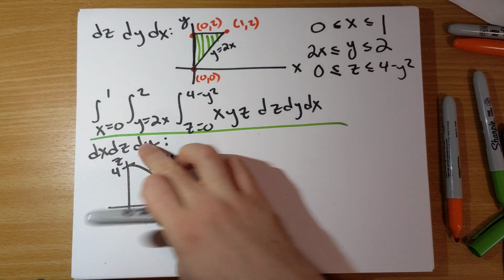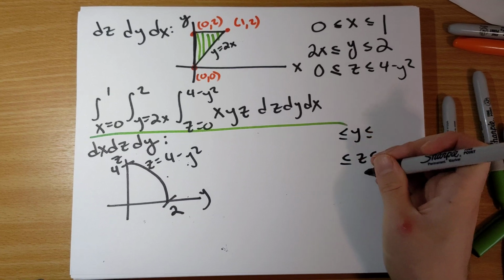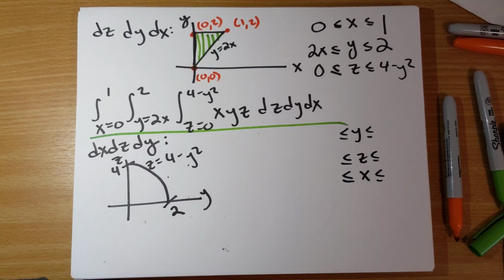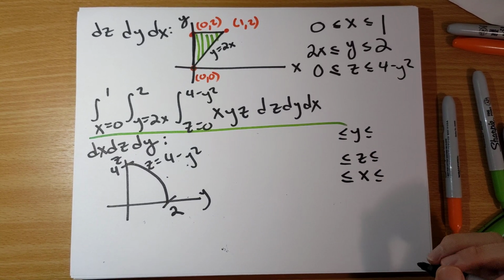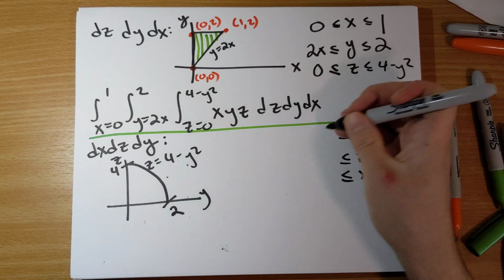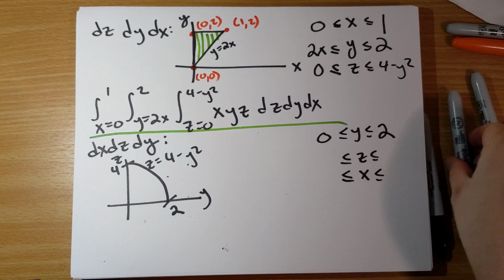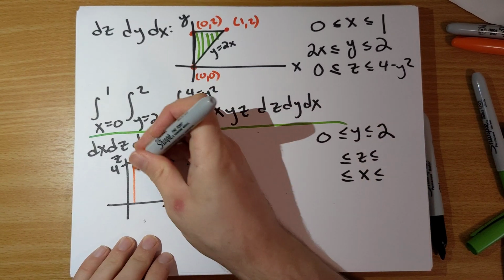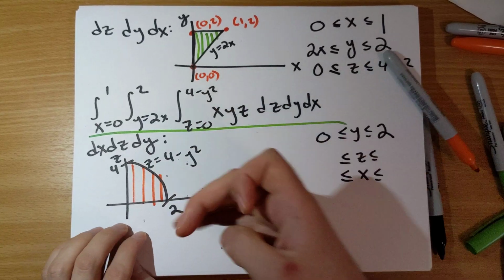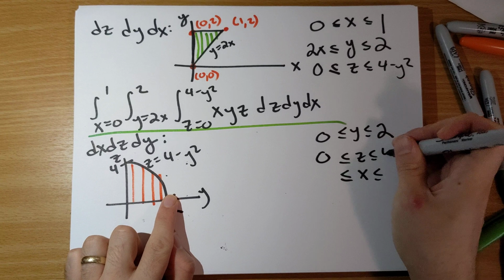So in this order, y needs to have constant bounds. z bounds can depend on y. x bounds can depend on y and z. Constant bounds on y, we can see y runs from 0 to 2. Bounds on z, for a fixed value of y, z runs from 0 to 4 minus y squared.